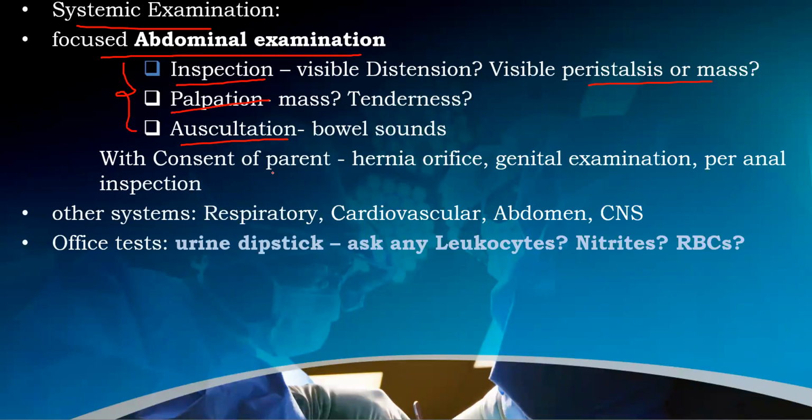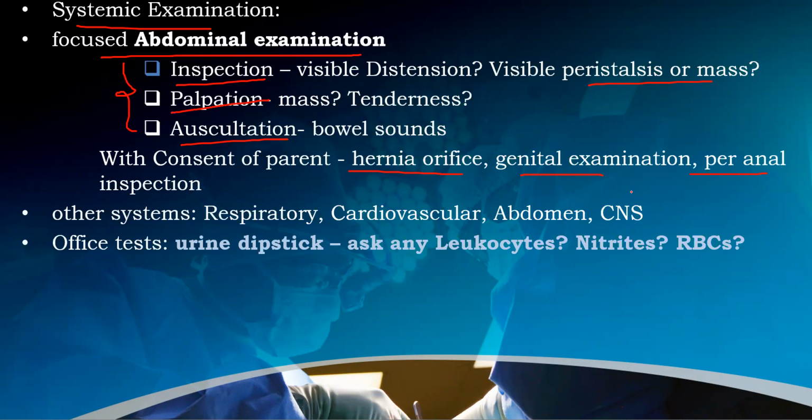In every abdominal examination in children, you have to check their hernial orifice and genitalia. So with the consent of the parent, I would like to check the hernial orifice, genitalia, and also perianal inspection. Perianal inspection is not very important in these vomiting cases. It's more important in someone having abdominal pain or diarrhea. But the hernial orifice is very important because it could be a case of incarcerated hernia. Genitalia is important because it could be a case of torsion. Okay, so don't forget about checking for hernia and genitalia.